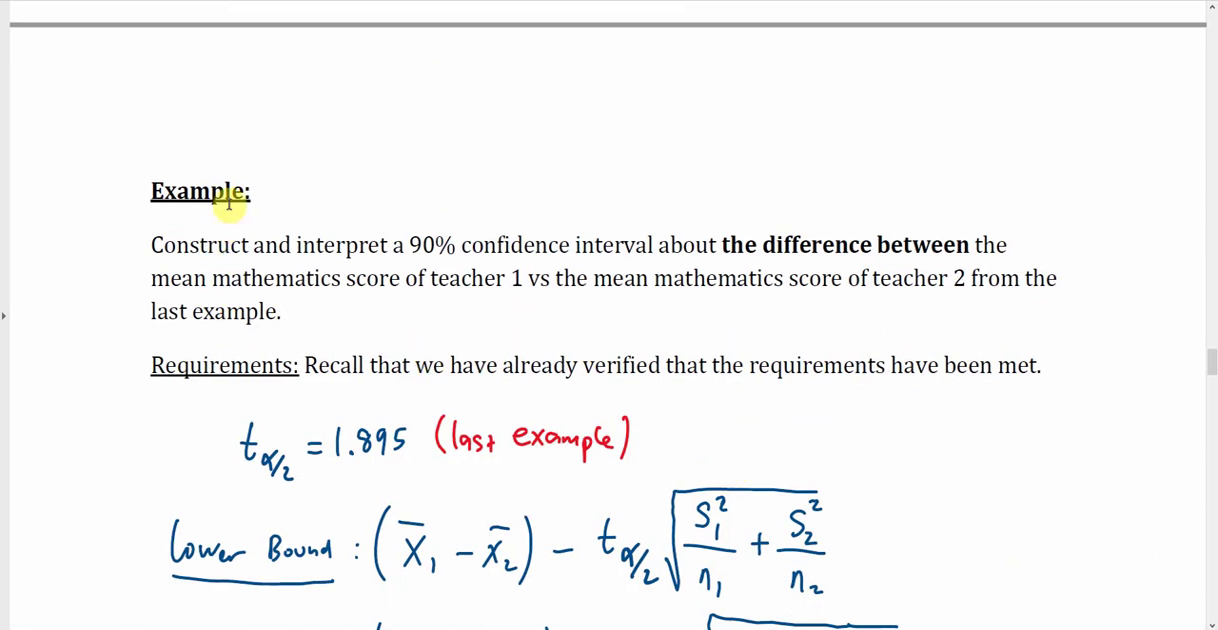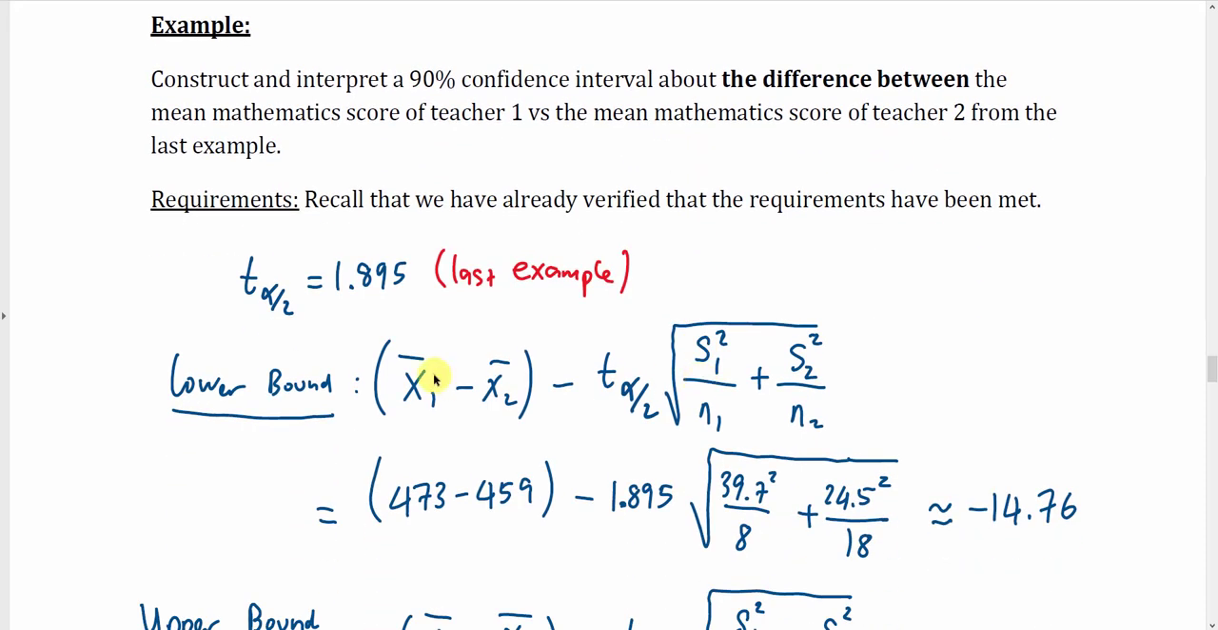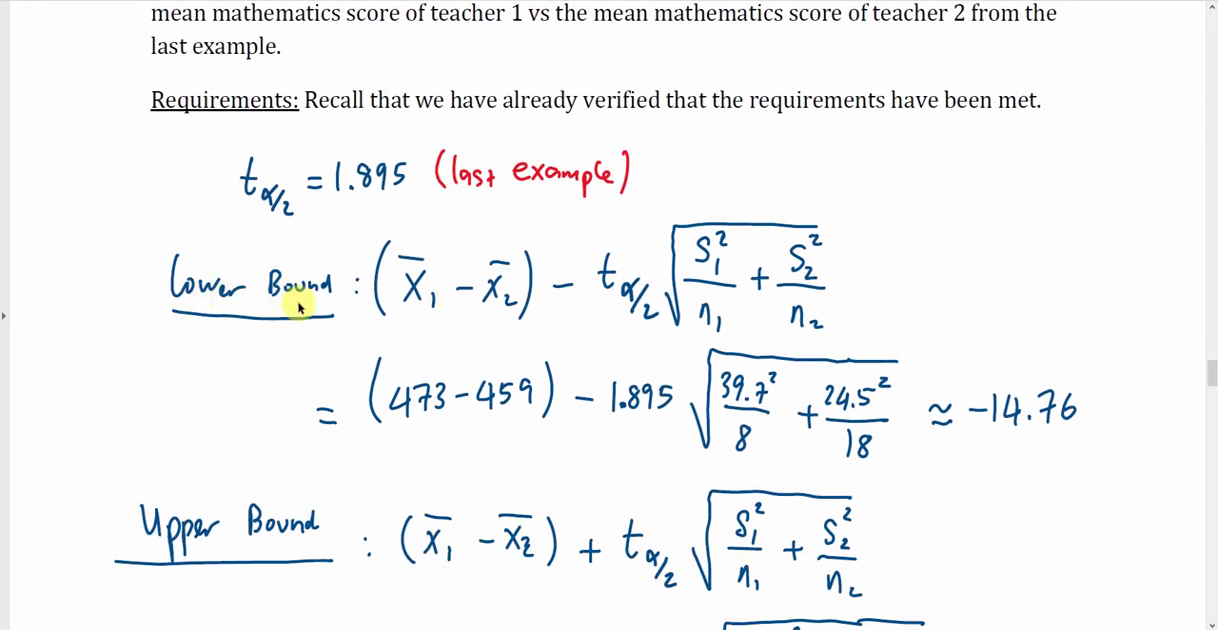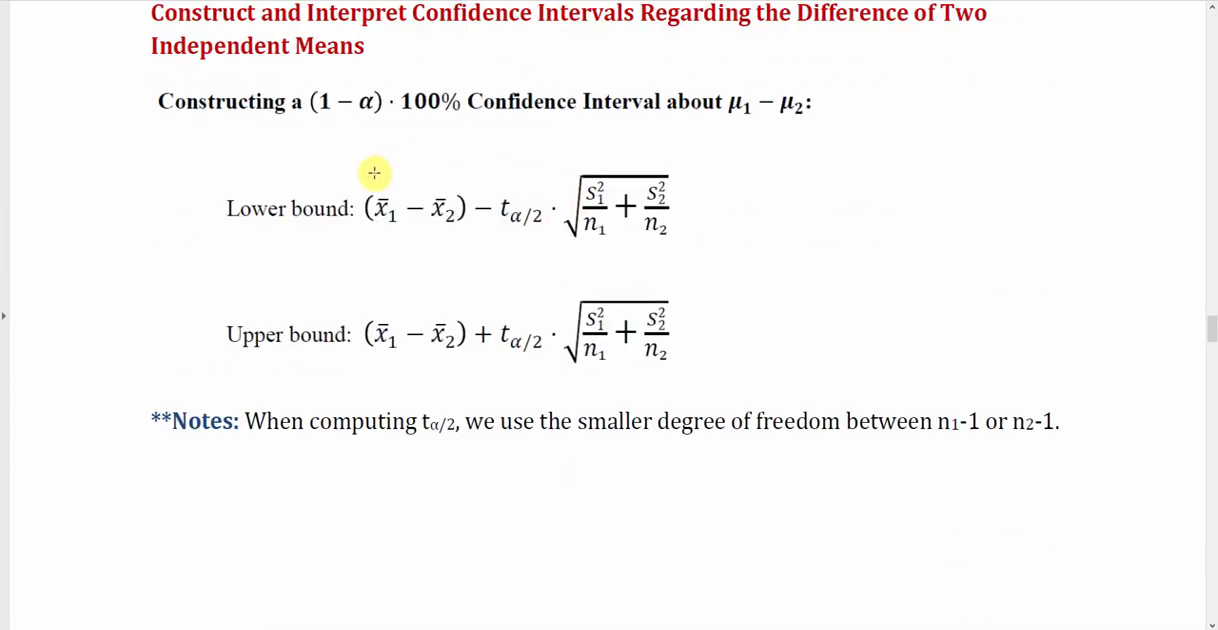Okay, using the same example, we now construct and interpret the same 90% confidence interval about the difference between the mean test scores of teacher 1 versus the mean mathematics scores of teacher 2 from the last example. Now, recall from the last example, we already checked all the requirements. We also found the critical value from the last example. So all you have to do is find the lower bound and the upper bound using the formula we just saw here, right? So everything was given.